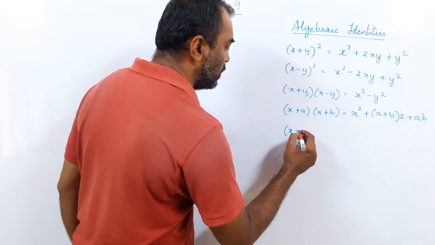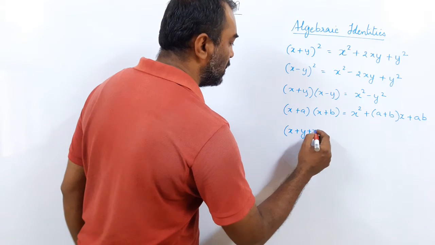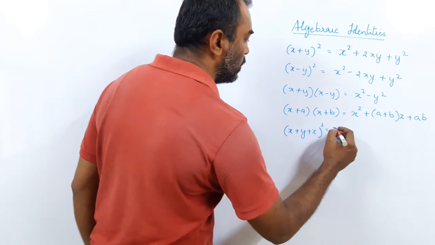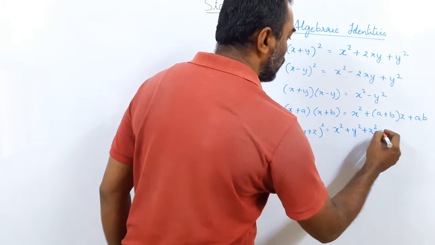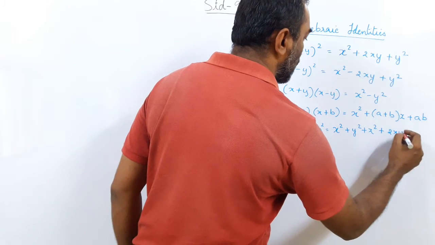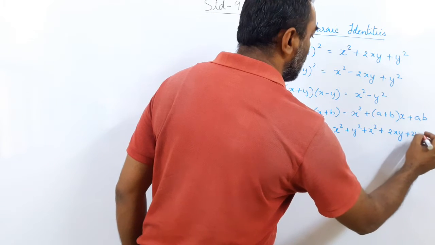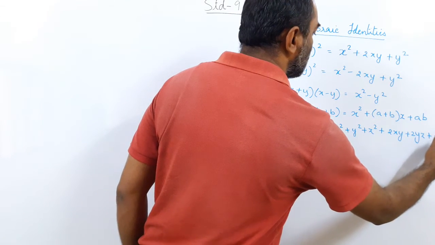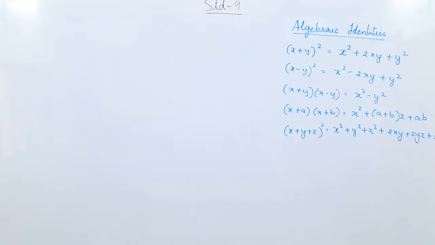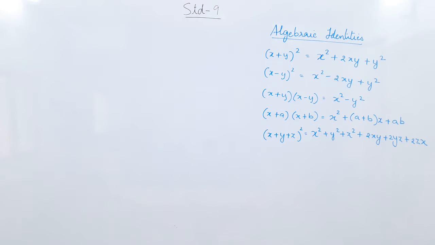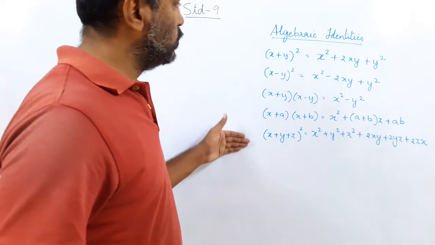Then yesterday we did one more, x plus y plus z, a trinomial square, was x square plus y square plus z square plus 2xy plus 2yz plus 2zx. Now, what did we do here? We used these identities to factorize the polynomials. So these are the identities we used.